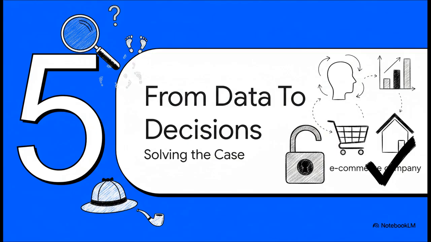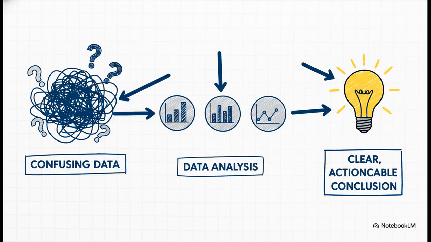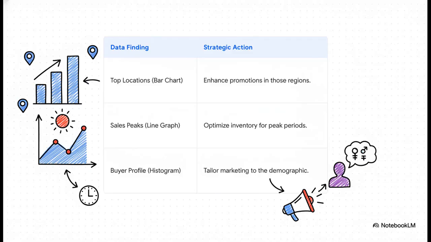All right, we've gathered all the clues, we've profiled the customer, and we've spotted their patterns. Now, it's time to put it all together and finally solve the case for our e-commerce company. You know, we started with what looked like a sea of just confusing data. But now every single piece of our analysis, the bar charts, the histograms, the line graphs, is pointing us toward a clear, actionable conclusion. And here it is. This is that final, critical step where data becomes action.